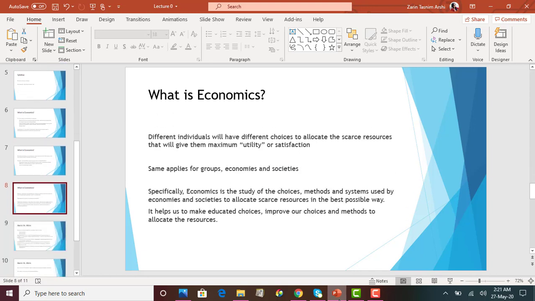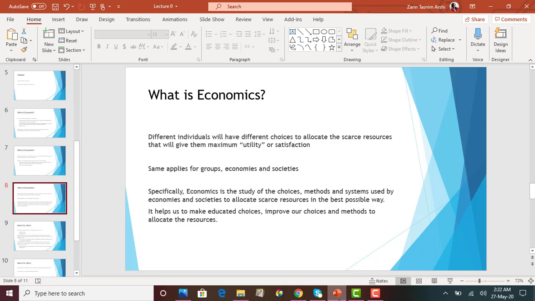Okay, so different individuals will have different choices, as I said, to allocate the resources, and this will give them maximum satisfaction. Now in economics, this satisfaction is also known as utility. So the ultimate goal for everyone is to make the choice that will give the maximum satisfaction, or in economic terms, the maximum utility. That is economics' main objective: if you allocate your resources in such a way that you can make the best possible choices, they will give you the maximum satisfaction or utility.